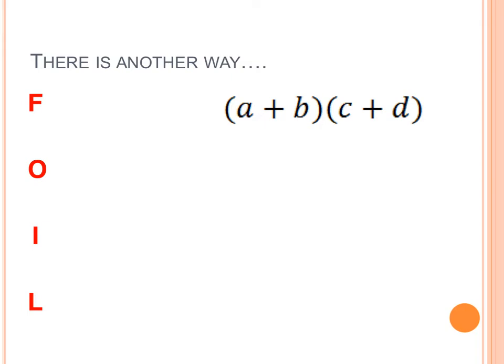Now there is another way that we can do this, and it's what we call our FOIL method. Now the FOIL method isn't really any different than what I just showed you as far as multiplying two binomials, but it's a little bit easier way that we can organize our thoughts and keep it a little bit more simple so that we're not going through and having a bunch of steps.